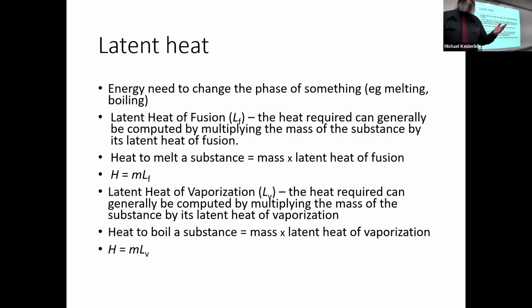Substances give off their latent heat when they go the opposite direction. So when something freezes, you need to remove that much heat. When something condenses, it releases that much heat. So one of the ways the atmosphere is warmed is by water condensing into clouds. It actually warms up the atmosphere around it because it releases that heat.